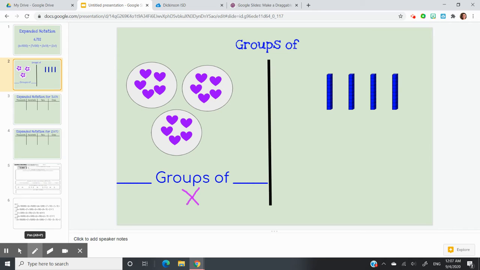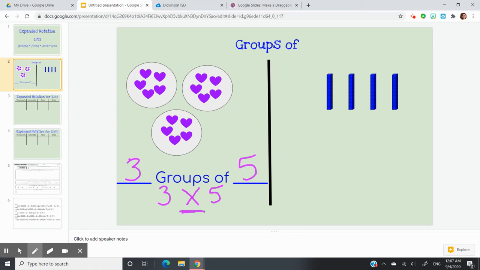So if you look at our model, we have 3 groups, and each group has 5 hearts inside of it. So we have 3 groups of 5. So I'm going to fill in my sentence stem, 3 groups of 5. So how can I model that using my multiplication symbol? Well, I would have 3 times 5. Okay, I want you to think of it this way. Anytime you see this multiplication symbol, you're going to say groups of in your head. So you're going to say 3 groups of 5.